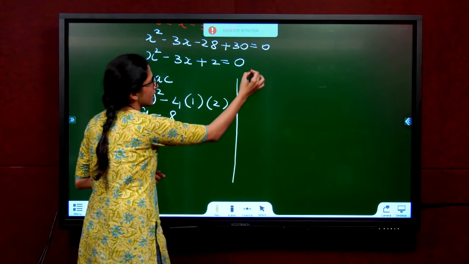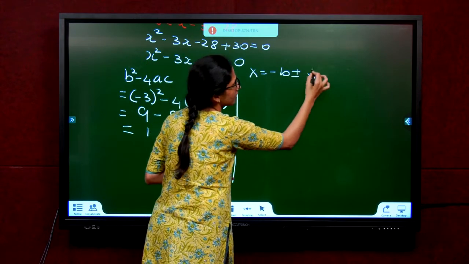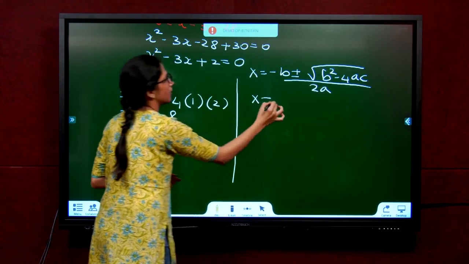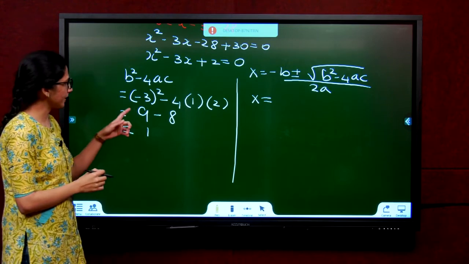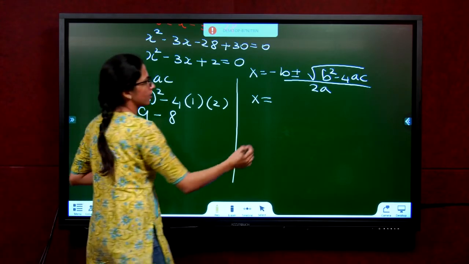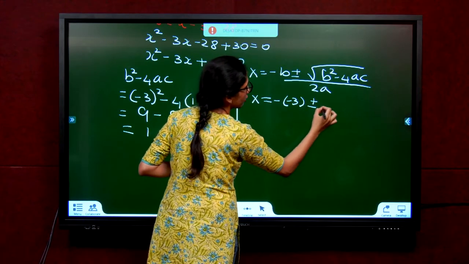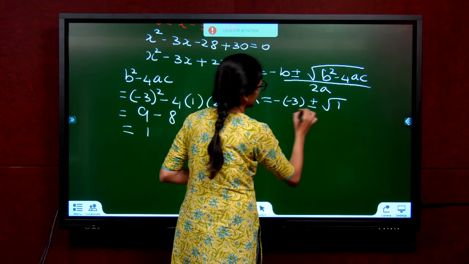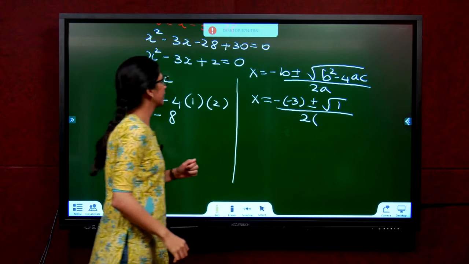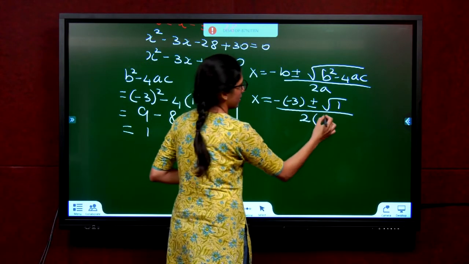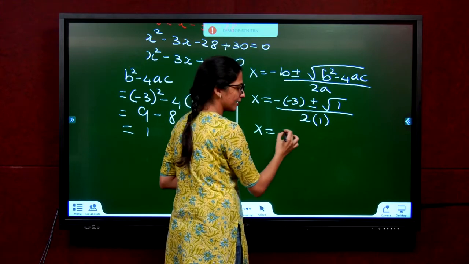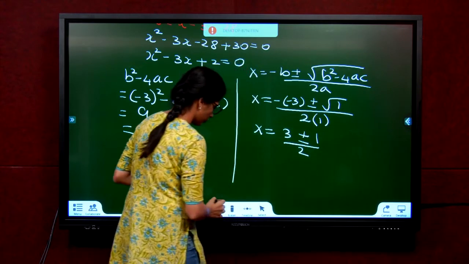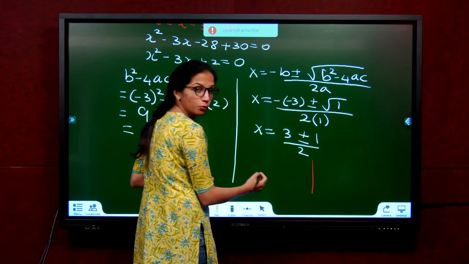Applying the formula, x is equal to minus b plus or minus root of b square minus 4ac by 2a. x is equal to minus b. What is b? Minus 3. Minus of minus 3 plus or minus root of b square minus 4ac, 1, divided by 2 into a. What is a? 1. So it is equal to plus 3 plus or minus root of 1, which is 1, divided by 2. This gets divided into two possible cases.